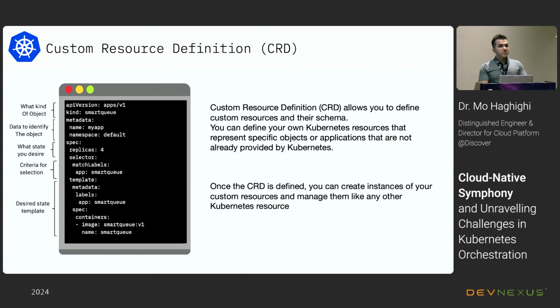CRD. That's a feature in Kubernetes that allows you to define custom resources and their schema. This means that you can define your own Kubernetes resources that represent specific objects or applications that are not already provided by Kubernetes. Again, using YAML, you can easily define your custom resources, name them in any way you want, and create a hierarchical structure for them. One custom resource can easily extend another one, and this way you can put them in different environments or namespaces for different sets of users for different functionalities.